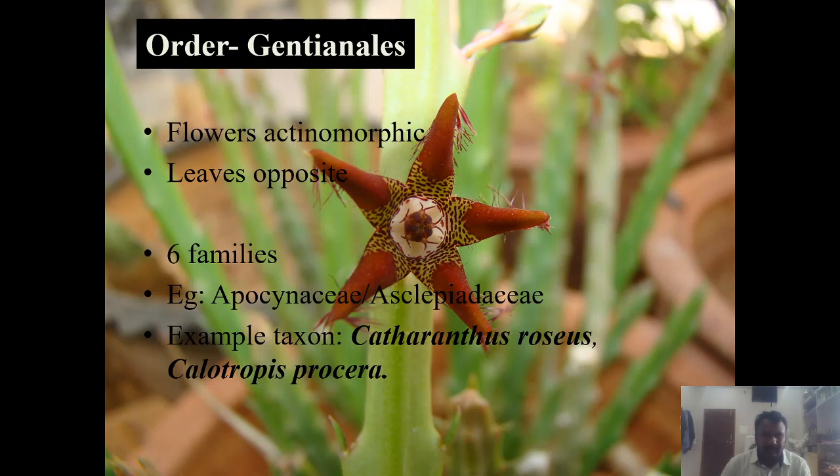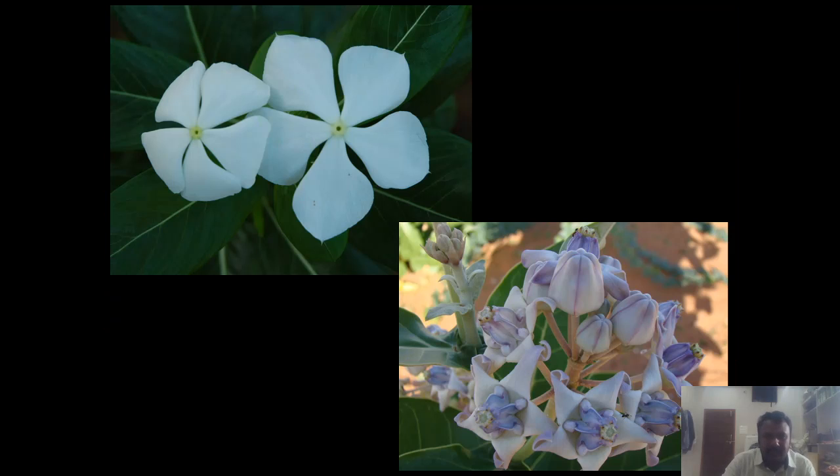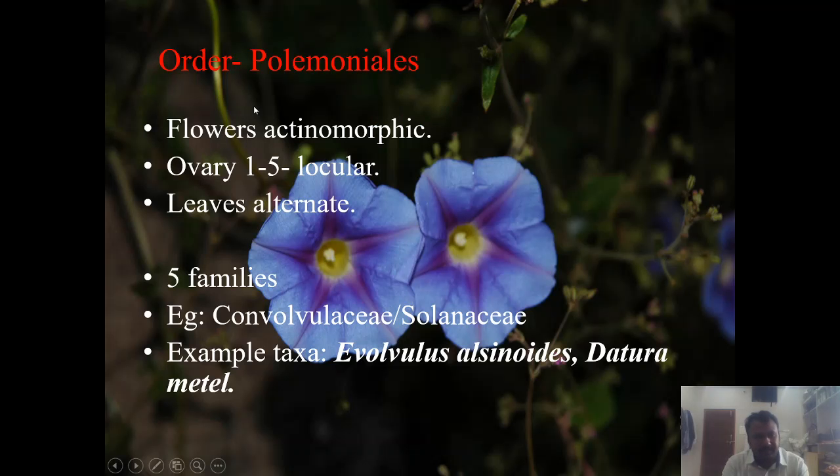Flowers actinomorphic, leaves opposite. 6 families were identified in this. Some examples: Apocynaceae and Asclepiadaceae. Example taxa: Catharanthus roseus and Carissa procera. This is Catharanthus roseus and Calotropis gigantea.